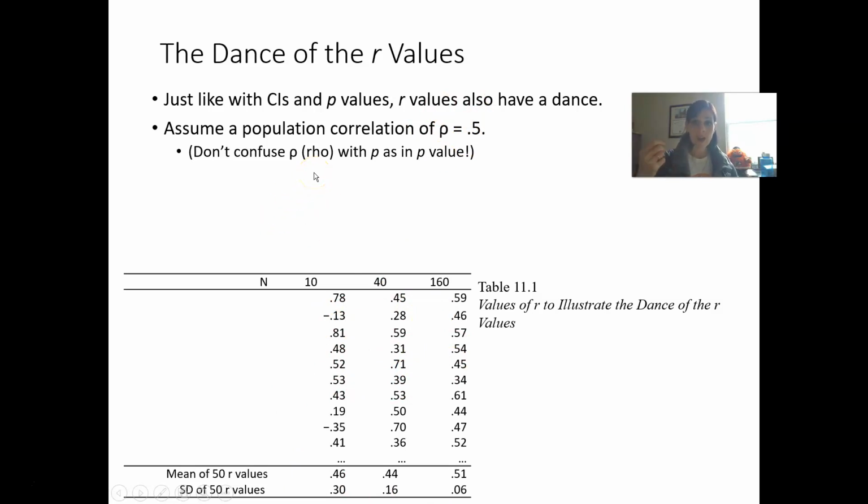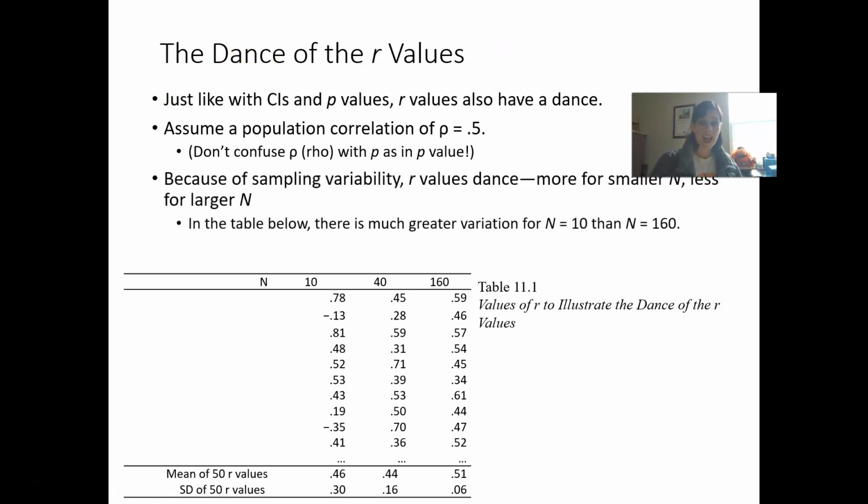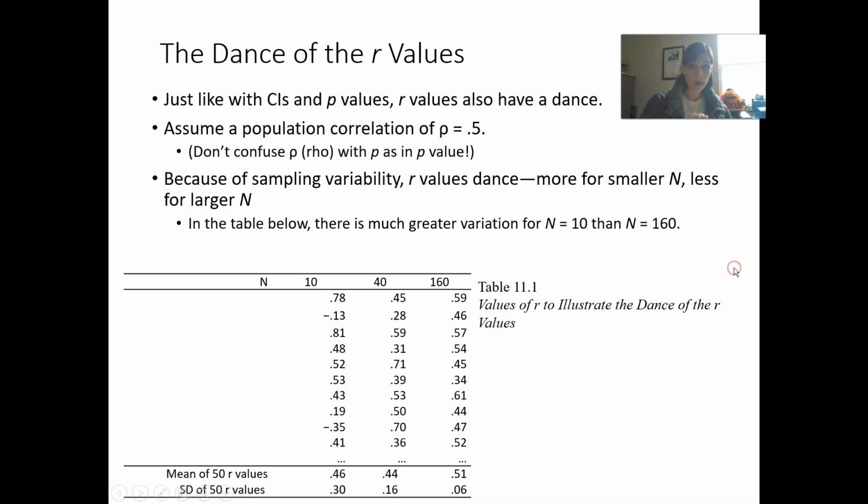Just as a reminder, rho is Greek. This looks very different from p, which should be italicized as in p-value. Population parameters like rho are never italicized. Sample statistics always are. Now, because of sampling variability, remember, we're always sampling from a larger population, and that sample is not always going to accurately reflect the population that we draw from. So the r values are going to dance around.